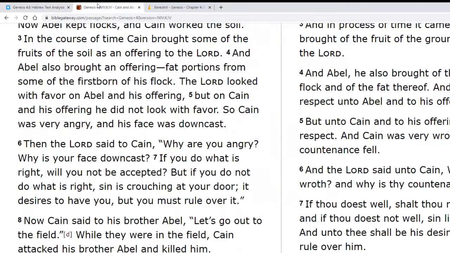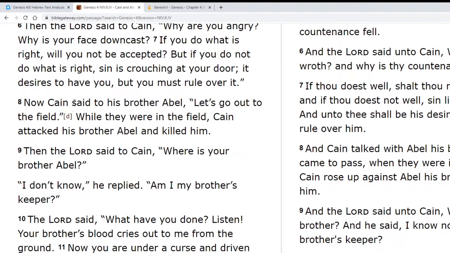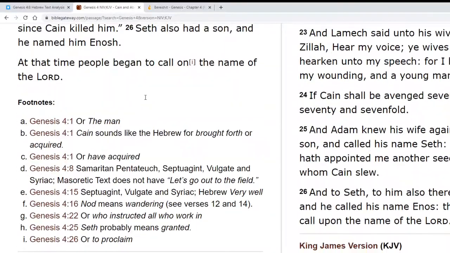Okay, let's see how it gets translated by King James, verse 8. And Cain talked with Abel, his brother, and it came to pass when they were in the field that Cain rose up against Abel, his brother, and slew him. Verse 8 in NIV: Now Cain said to his brother Abel, "Let's go out to the field." Well, that's an interesting way of translating that. I'm not sure I agree.